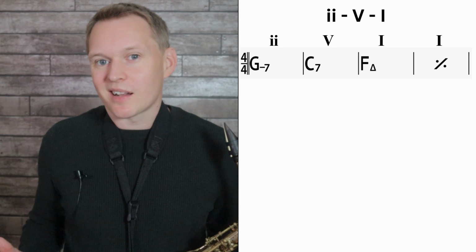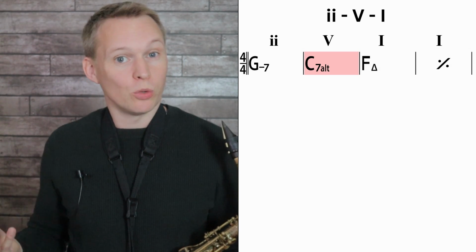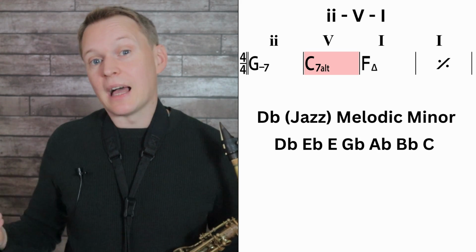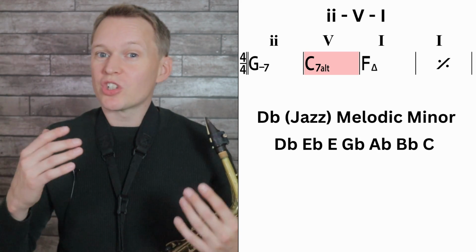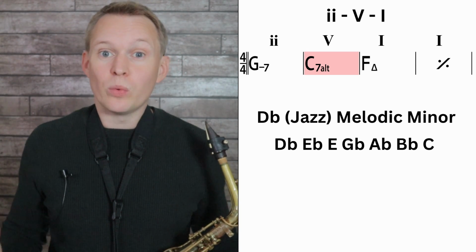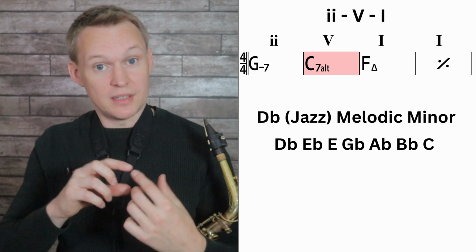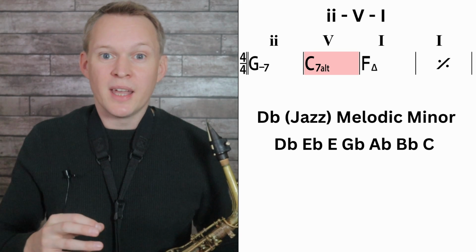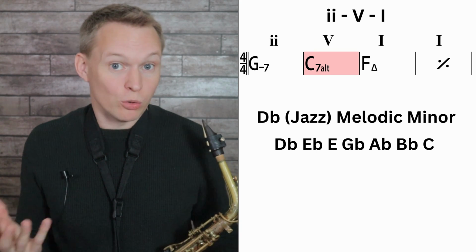Now, another really common tactic used on these C7s is to turn them into what's called a C7 altered chord. Now, this chord is actually found inside the D flat melodic minor scale. So you just go up a half step and it's that melodic minor scale. What this means is we can pull out things from the D flat melodic minor scale and apply it to our C7 chord, and it's going to create this C7 altered sound.